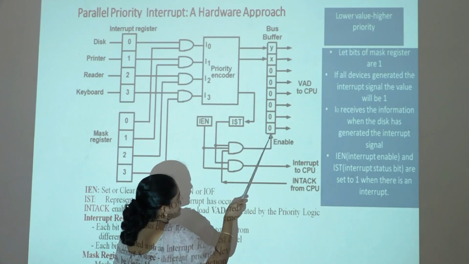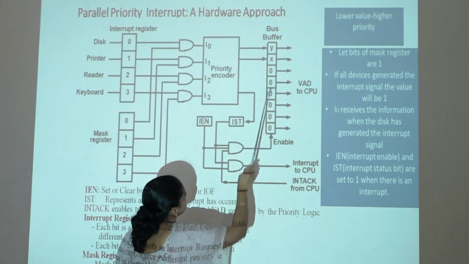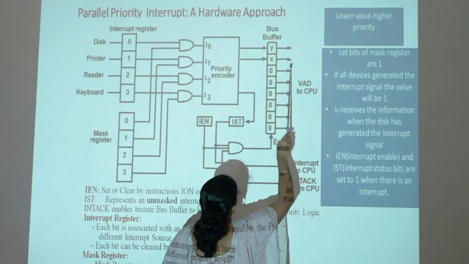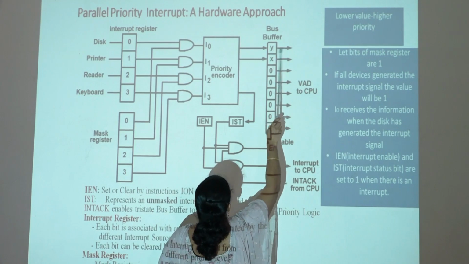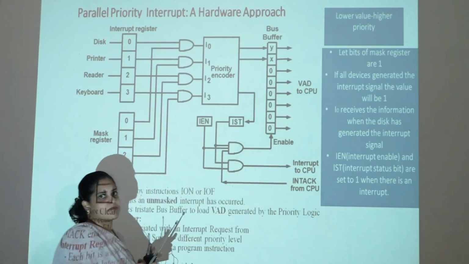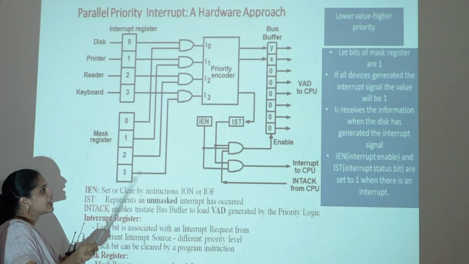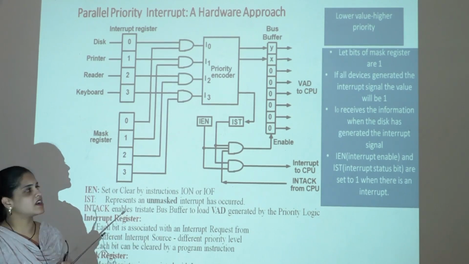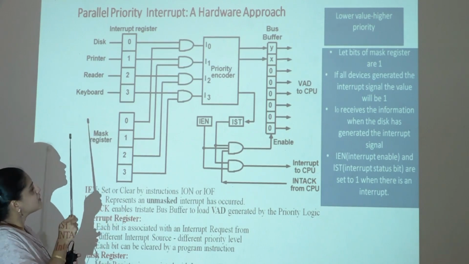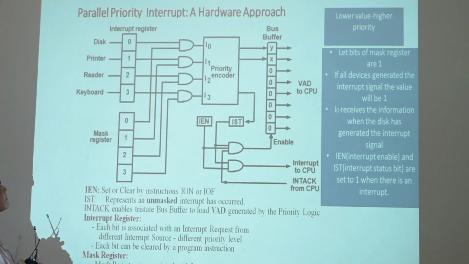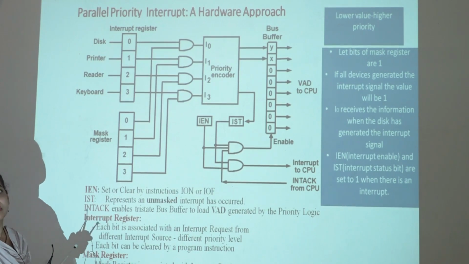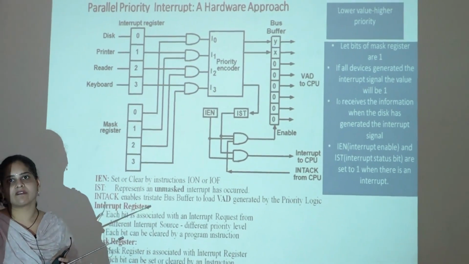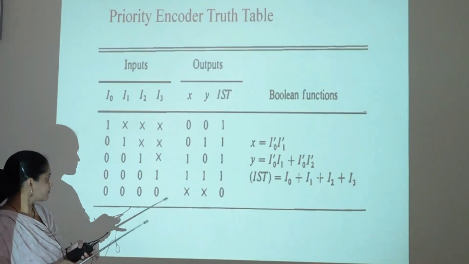In that case, it will enable this particular bus buffer, where this output 0 0 will be given as an output. So the vector address of this particular disk 0 will be given as an output to the CPU, so that the CPU will execute the interrupt service routine of that disk, since this is a high priority device when we consider the outputs of disk and printer. So this is how the parallel priority interrupt, or parallel priority encoder, mechanism works to handle an interrupt request from more than one device by the CPU.